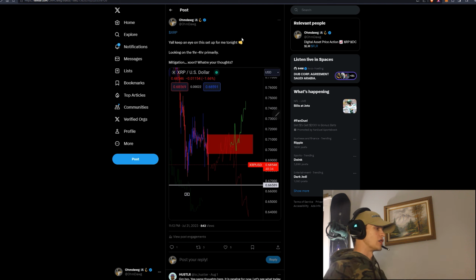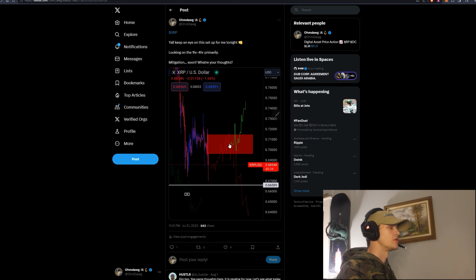So on July 31st, I was just saying, y'all keep an eye on this setup for me tonight, looking for the 1 hour to 4 hour primarily. Mitigation zone, what are your thoughts? And what we were essentially looking for was price within this area, how it was going to react.